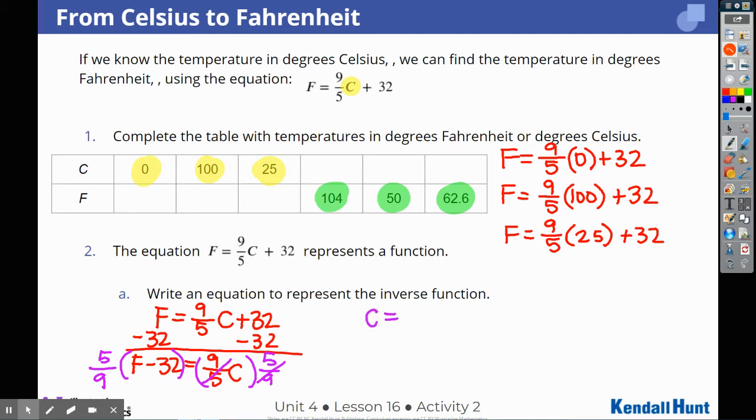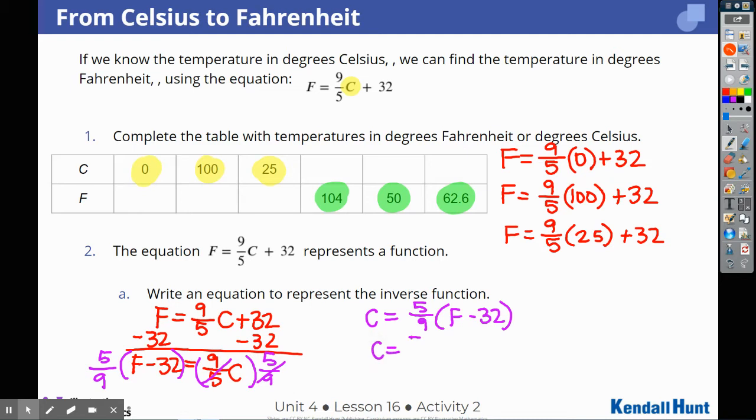So we now have C equals 5/9 times F minus 32. And so that is our inverse function. It now allows us to plug in the temperature in Fahrenheit and solve for the temperature in Celsius. And so we would continue that trend by plugging in 104, 50, and 62.6.